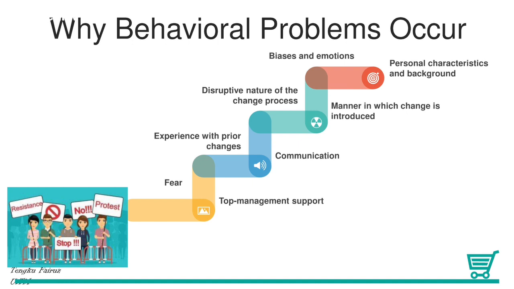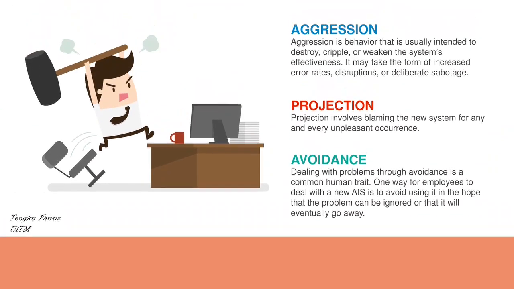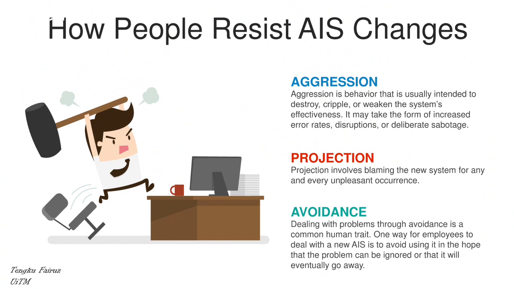or maybe the behavioral reaction takes place. Okay, the factors that may be involved when a behavioral problem occurs, if the users are to accept the changes. Okay, and then next we see how the people resist these system changes.